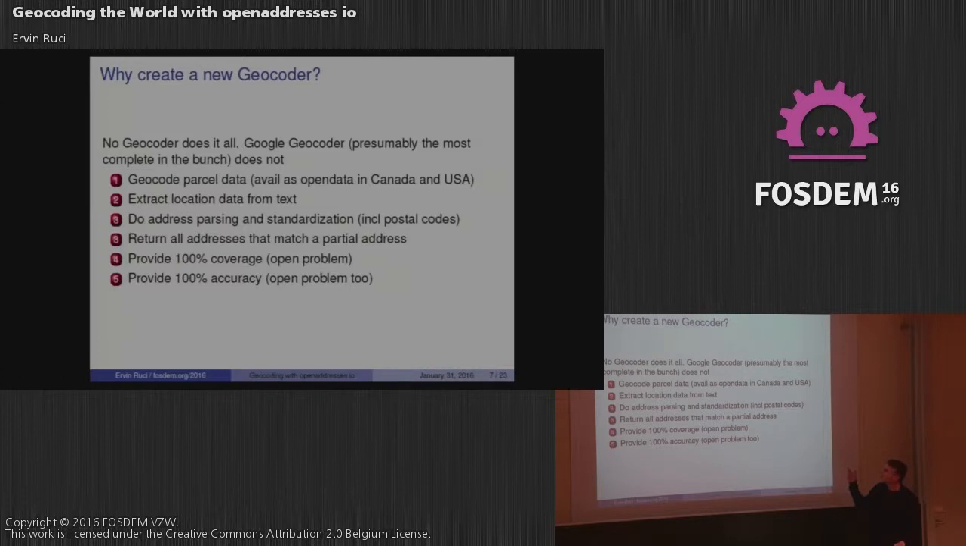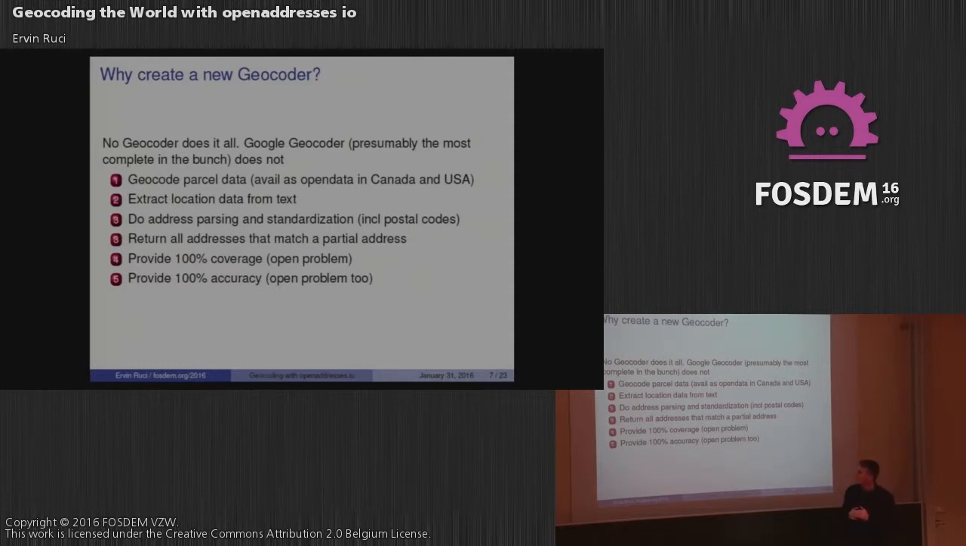Let's say even Google Geocoder does not geocode parcel data. And in Canada and the US, this parcel data is available as open data, so you can grab it, load it, clean it up, and do the whole process that I mentioned. It doesn't extract location data. If you copy and paste a Wikipedia paragraph into Google that contains addresses, it will not give you back the addresses. It doesn't do that kind of stuff. And it doesn't do partial addressing and doesn't do address standardization. There is a big business now around address standardization because people wanted to clean up address data. They enter address data that is not standardized for mailing purposes and they get back the correct one.